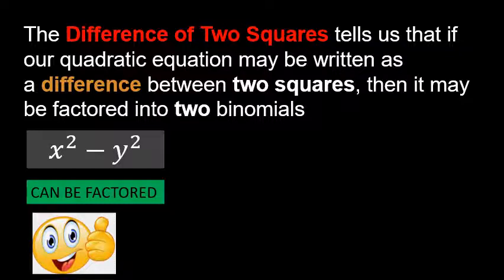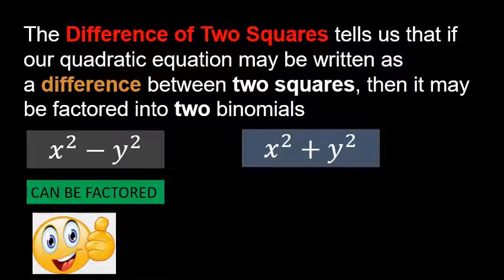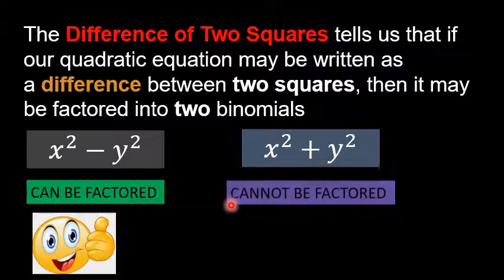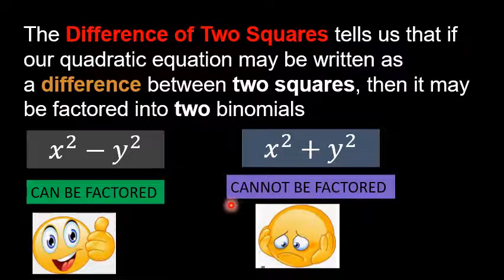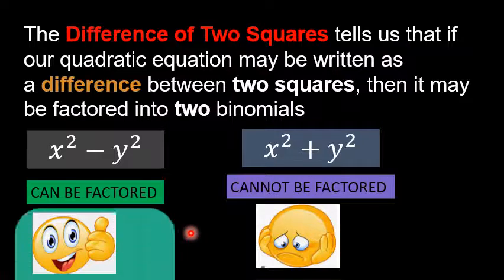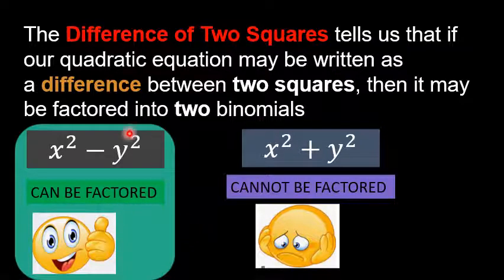This expression, x raised to 2 plus y raised to 2, is not the difference of two squares. You can see the sign is positive, so it cannot be factored. So this one can be factored. This is the difference of two squares.